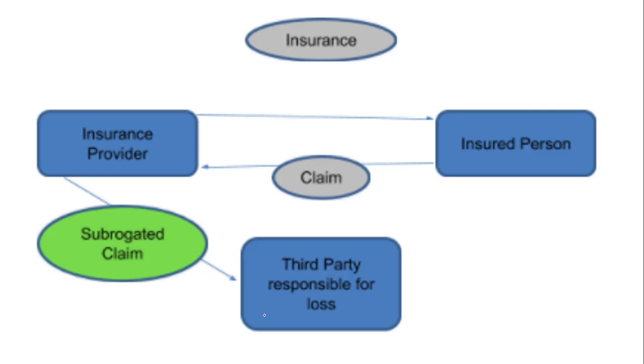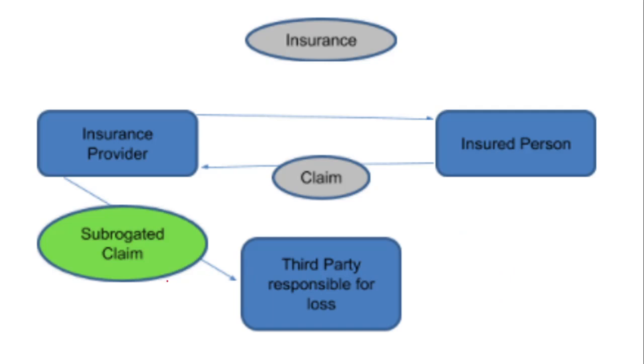So let me tell you one more time. Suppose you are an insurance provider and there is an insured person. Suppose this insured person has suffered a bus accident. As he suffered a bus accident, he will claim for the insurance and the insurance provider will give him the insurance money. After that, the insurer will go after a third party, like the bus driver or the employer of the bus driver.